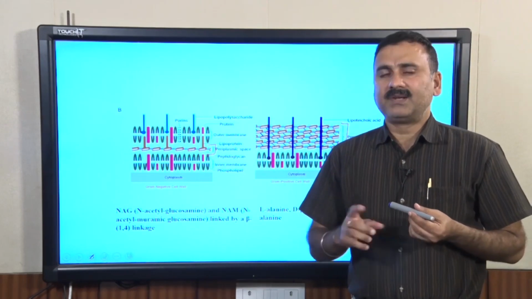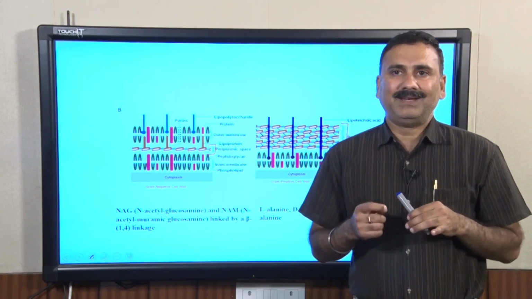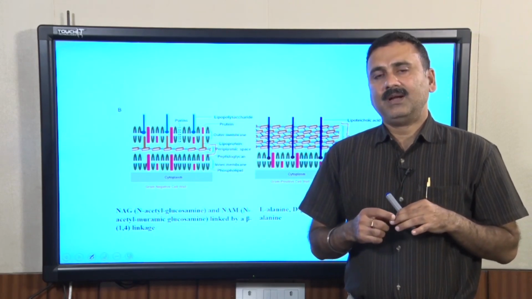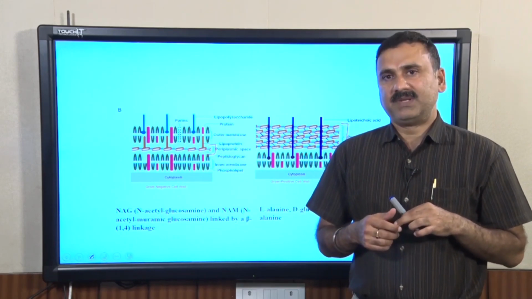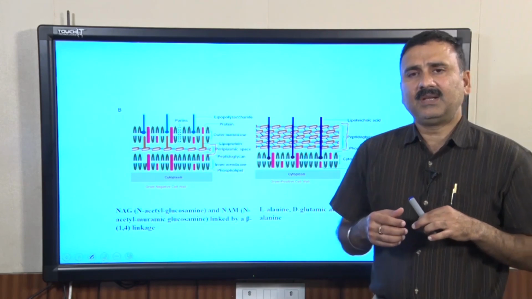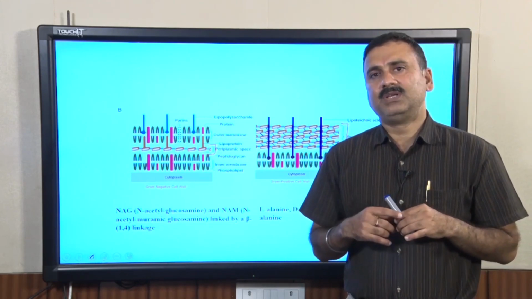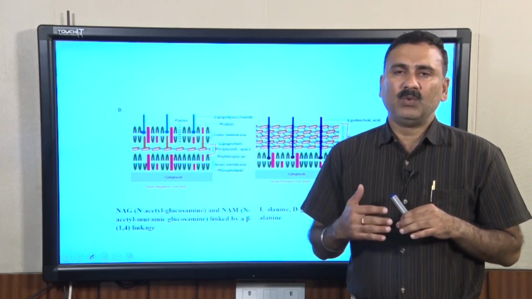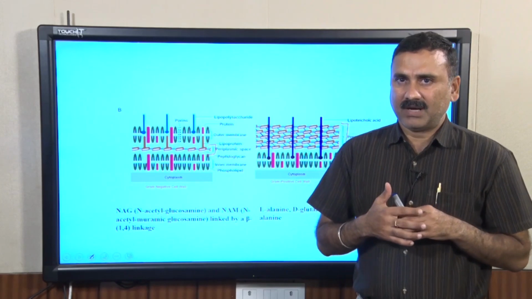And in this context, one of the popular stains was developed by a Danish scientist, known as the gram stain, and this staining procedure is called gram staining. So, let us discuss the gram staining and how the gram staining procedure can be used to distinguish between the gram positive bacteria versus the gram negative bacteria.